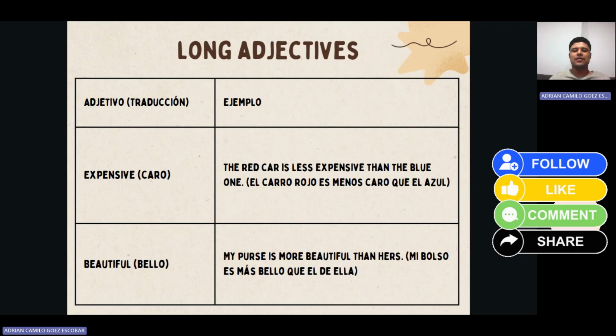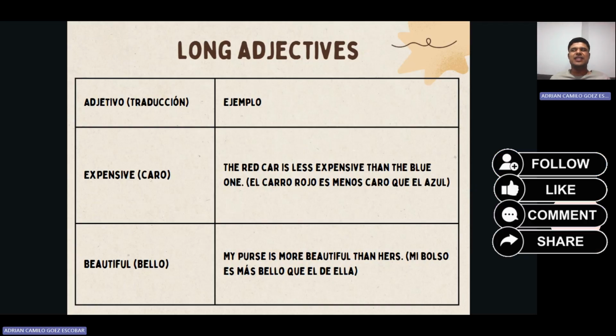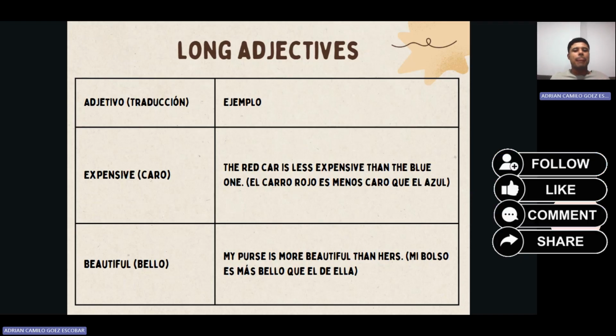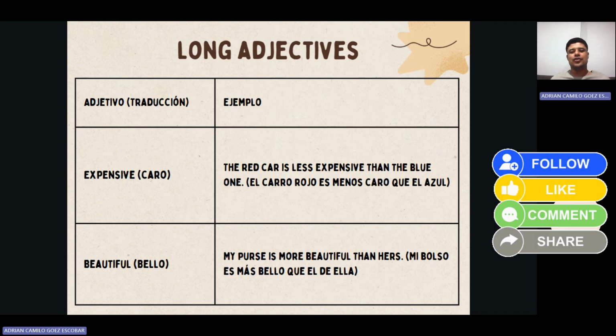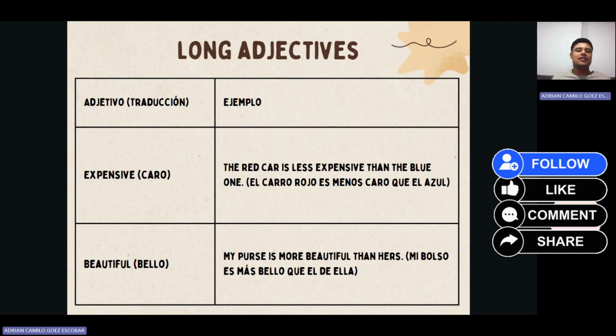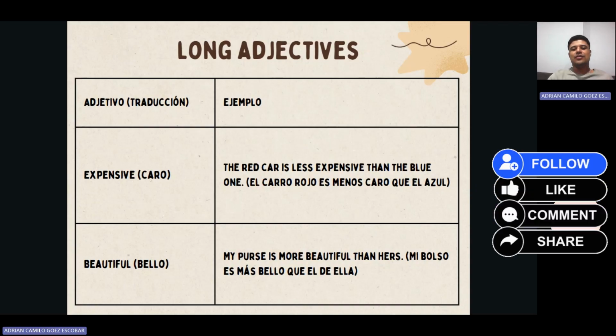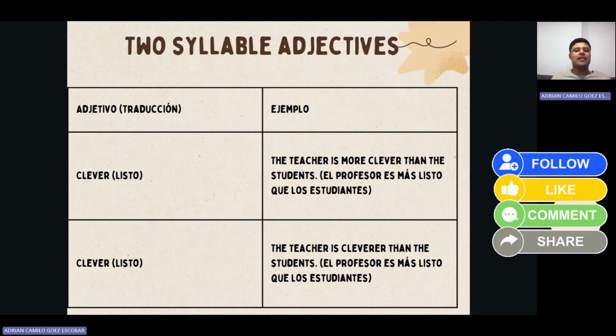The main source of confusion is the existence of two-syllable adjectives that do not end in y. These cases sometimes follow the rule for short adjectives, and at other times the rule for long adjectives, using "more". In general, using "more" is the safest and universally accepted option for any two-syllable adjective that does not end in y. Two-syllable adjectives.